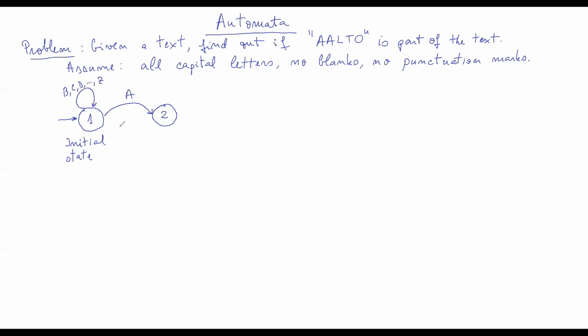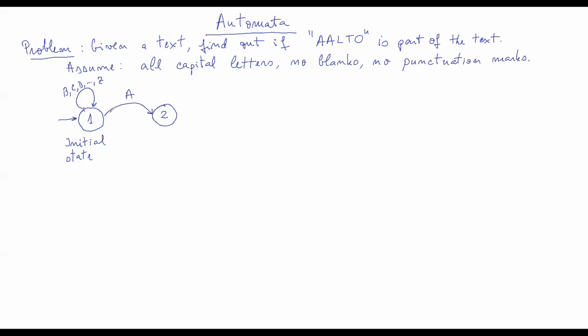And now you go to the second letter. If you are in this state, again you are reading the second letter, and if it happens to be A, then again you get a little bit excited. This is the first step towards maybe finding my word alto. So you are going to move to this one. If the second letter is still not an A, then you remain in this state and you continue reading the third letter.